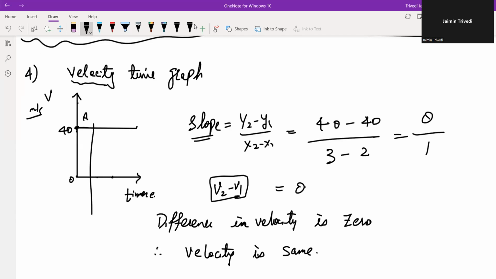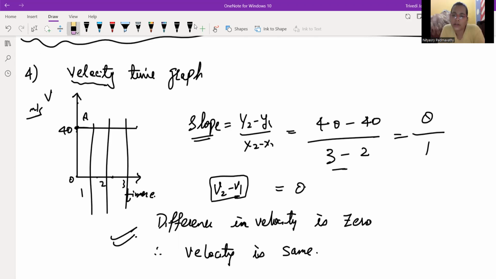See, if I take a point here, or here, whatever time I'm taking, 1 second, 2 seconds, 3 seconds, it is the same 40 only. It is not changing. So we wrote here 3 minus 2 is 1, or 2 minus 1 is 1. So the difference is 0.